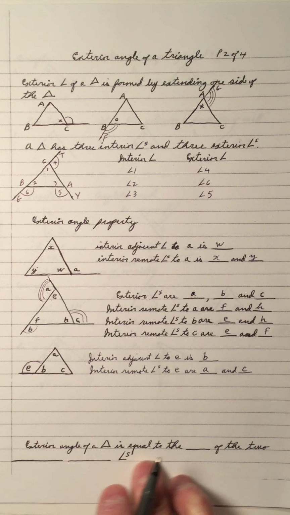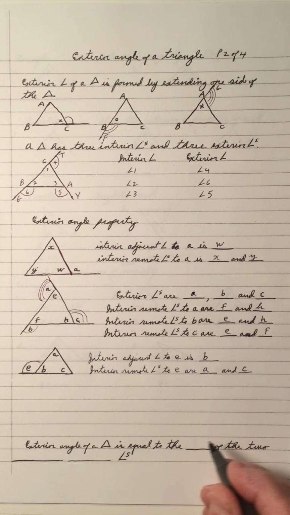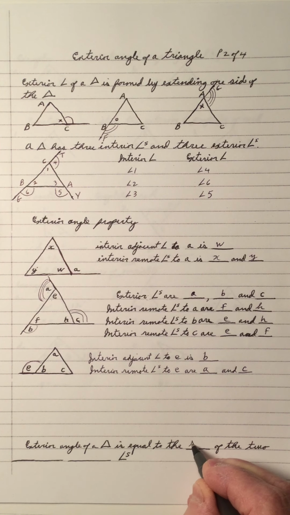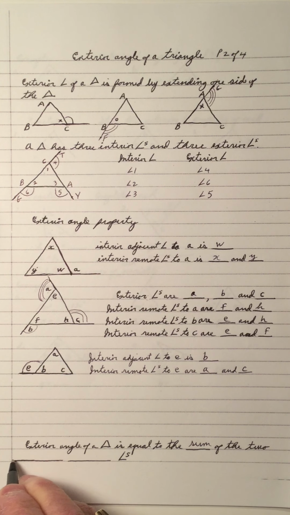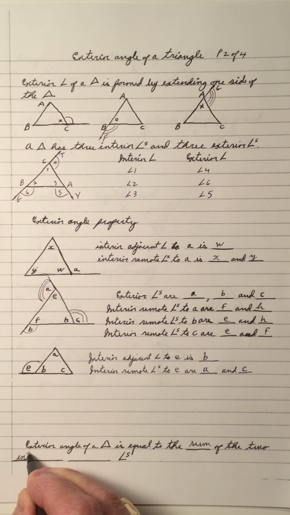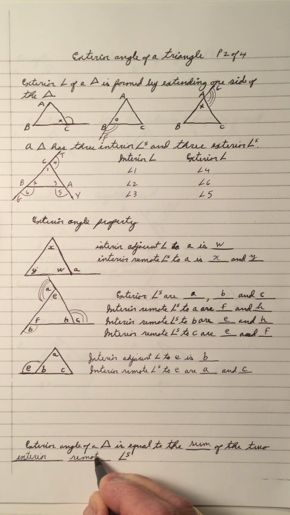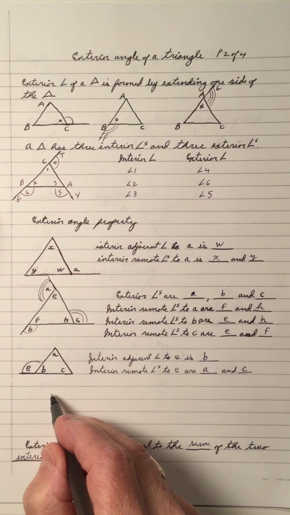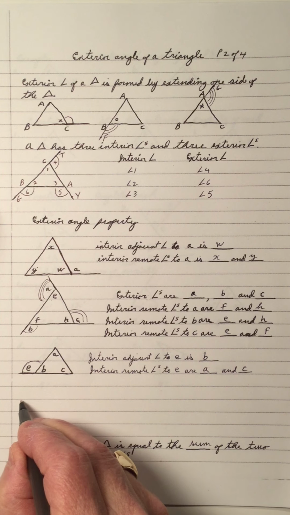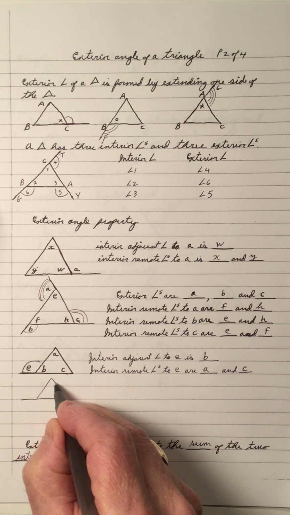The exterior angle of a triangle is equal to the sum of the two interior remote angles. Well, let's go back and fill in that statement now. Just watch. Let me use this triangle right here as an example.